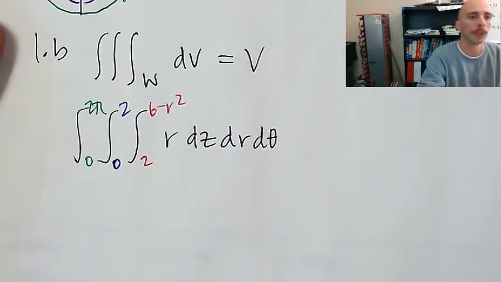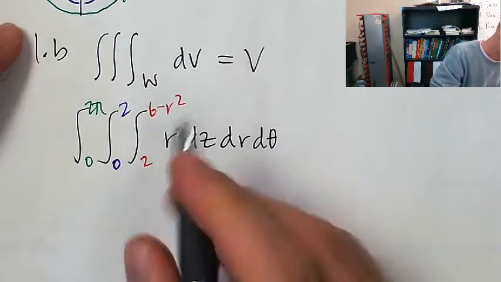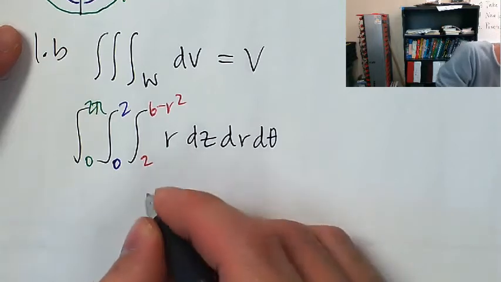Okay, so we're ready to go. Yeah, this will be fine. I'll say that an antiderivative for r with respect to z will be rz.